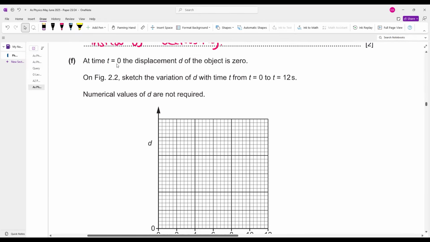At time t equals 0, the displacement of the object is 0. On figure 2.2, sketch the variation of displacement with time from time t equals 0 till time t equals 12 seconds.